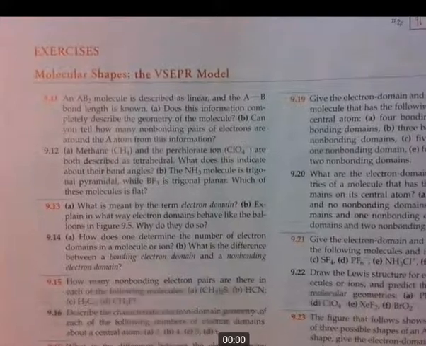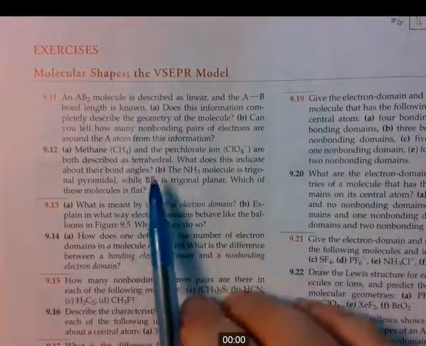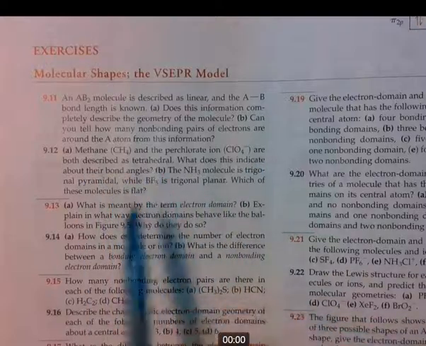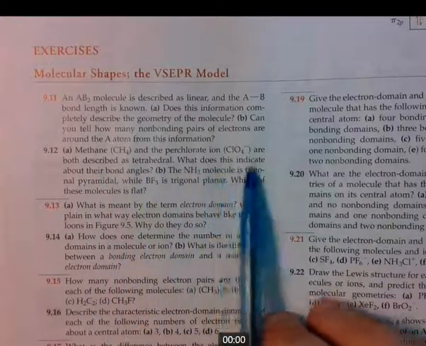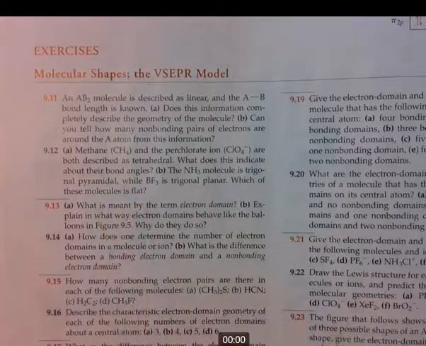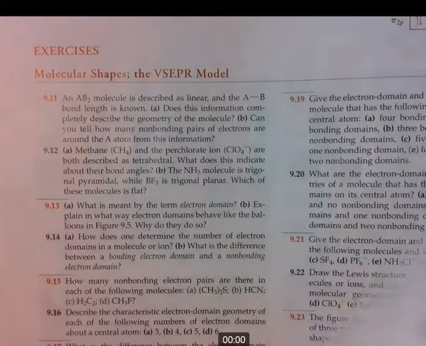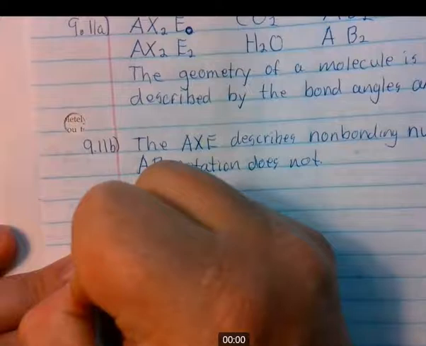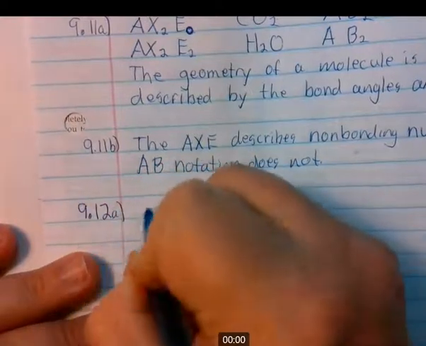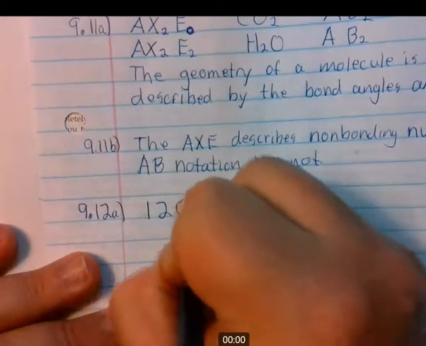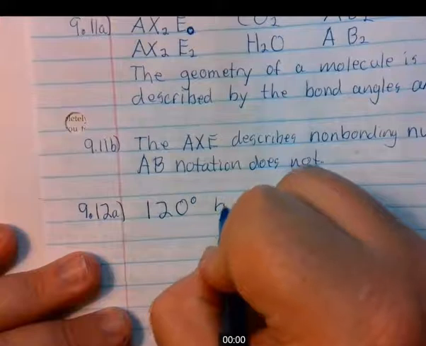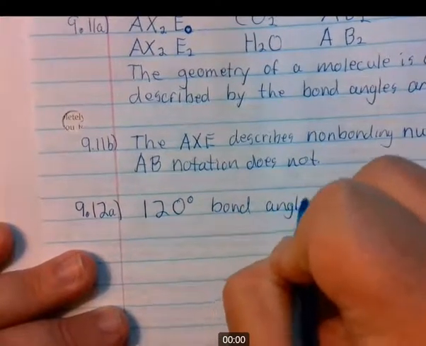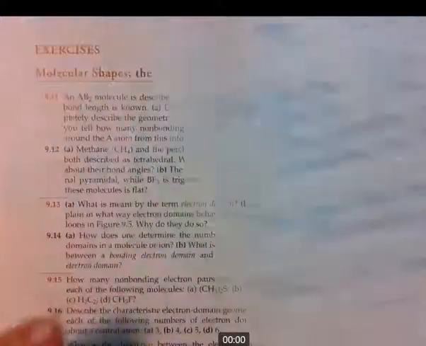And it says 9.12A, methane and the perchlorate ion are both described as tetrahedral. What does this indicate about their bond angles? Okay, so again, I'm going to give you the quick answer. You write it out as a complete sentence. Go to your chart. And the answer is 109.5 degrees. Write out a complete sentence answer, just like it was the AP exam. All right, that's A.